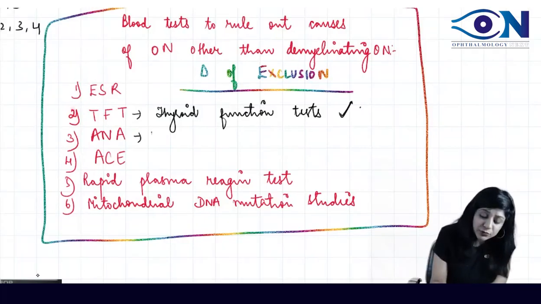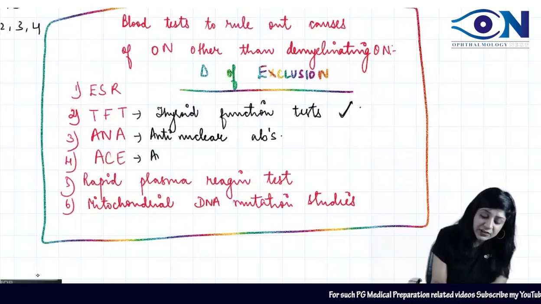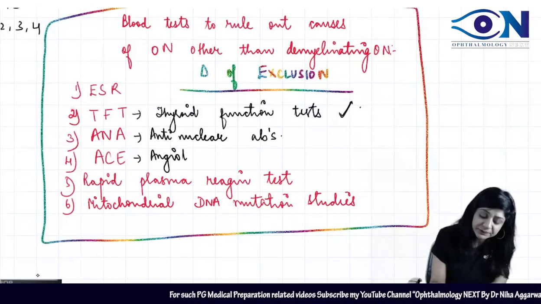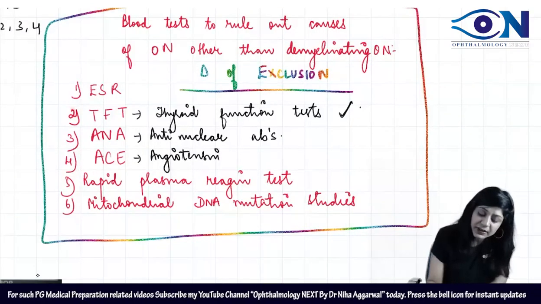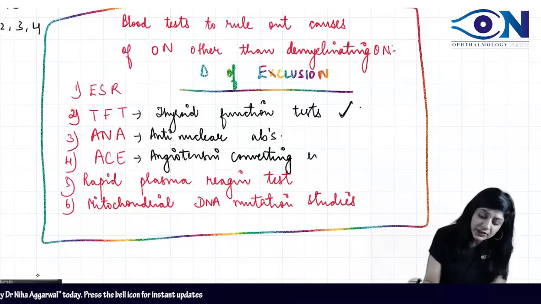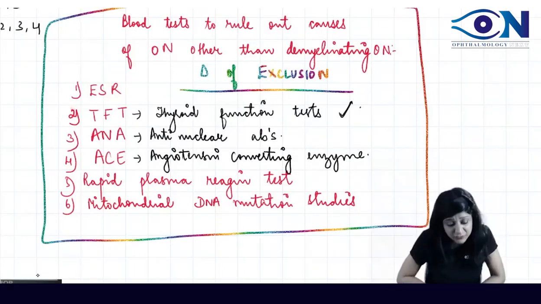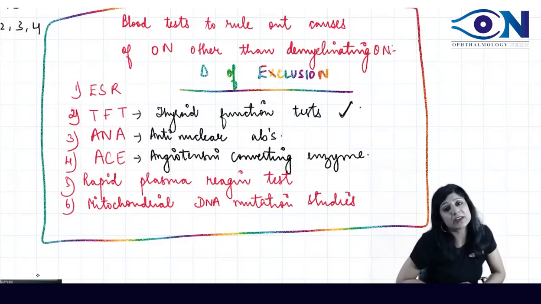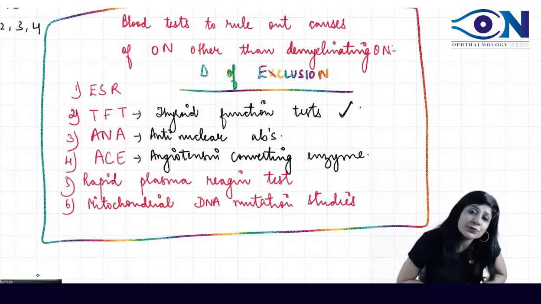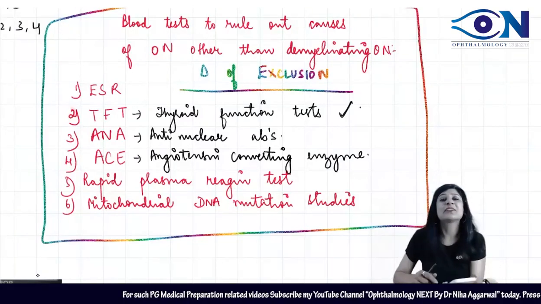Then we have to do the antinuclear antibodies. Then we have the angiotensin converting enzyme, this we have to do. Rapid plasma reagent test, that we have to do, as well as the mitochondrial DNA mutation. So you have to do the thyroid function test also. What do you think about blood glucose? Will you do blood glucose for optic neuritis?